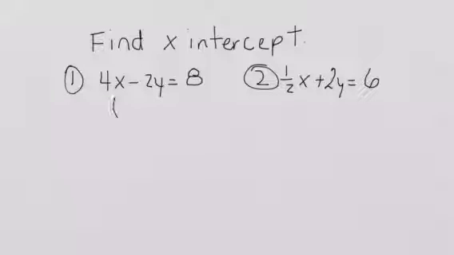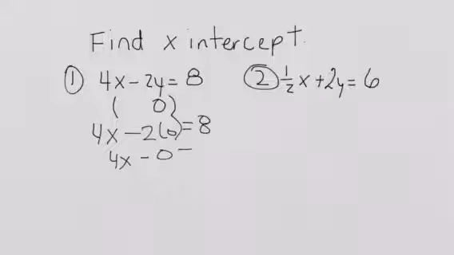Remember, when we're dealing with an x-intercept, that means that your y is 0. So all you need to do is substitute in 0 for y. So it's going to be 4x minus 2 times 0 equals 8. 4x minus 0 equals 8. 4x equals 8. Divide by 4, divide by 4. X is equal to 2, so 2 is your x-intercept.